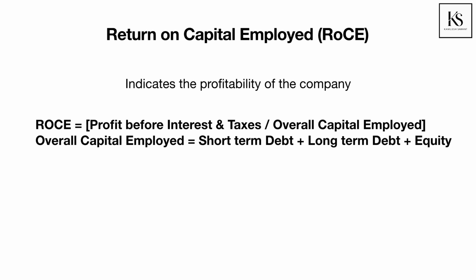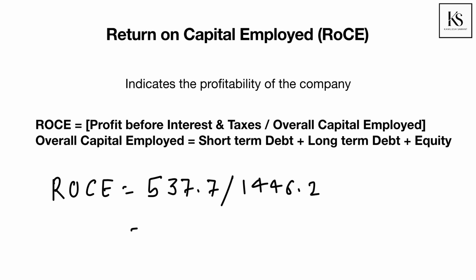From ARBL's annual report, we know profit before interest and taxes is equal to 537.7 crores. Therefore, overall capital employed is equal to 8.3 plus 75.9 plus 1362, that is equal to 1446.2 crores. Therefore, ROCE is equal to 537.7 divided by 1446.2, that is equal to 37.18%. In the next video, we will learn about leverage ratios.